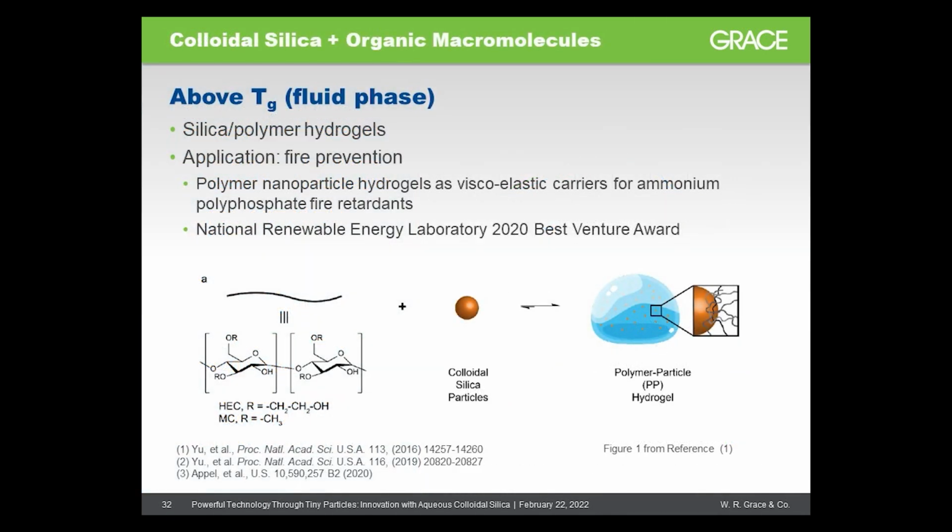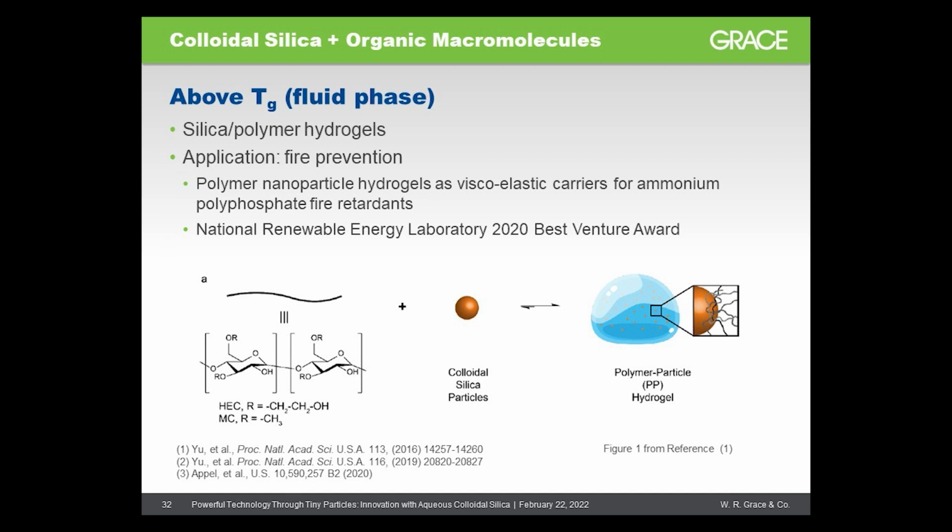The last application that we would like to highlight involves the use of colloidal silica to modify the properties of a hydrogel that is normally fluid at ambient temperatures. In this case, the hydrogel is a carrier for an environmentally friendly and long-lasting fire prevention material.